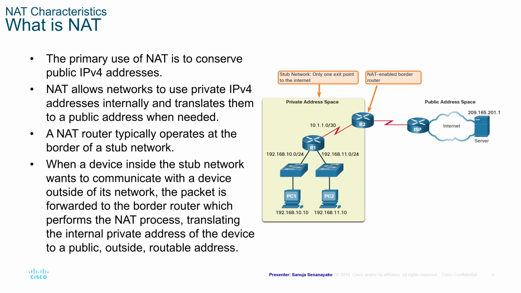A NAT router typically operates at the border of a stub network. When a device inside the stub network wants to communicate with a device outside of its network, the packet is forwarded to the border router, which performs the network address translation process, translating the internal private address of the device to a public outside routable address.